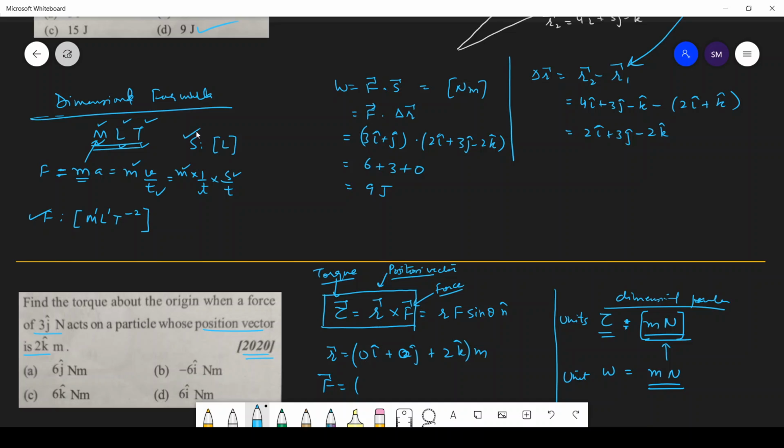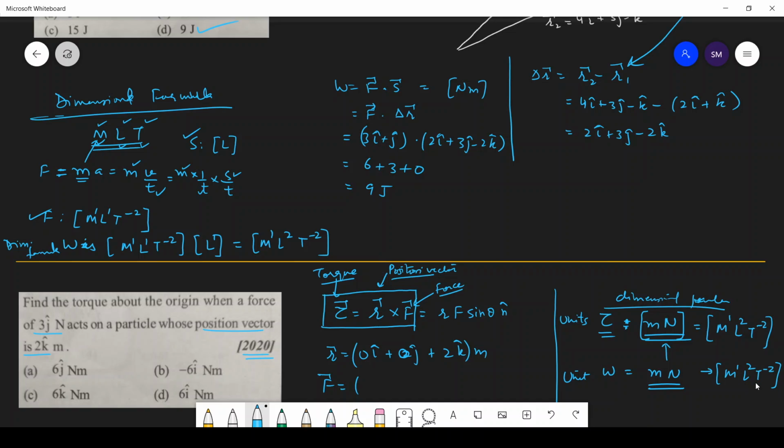So this is force. What is the dimensional formula for work? Dimensions of work is m1 l1 t minus 2 into l, and this comes out to be m raised to 1, l square. This 1 and 1 will be added. So this is the dimensional formula of work. This is also the dimensional formula of torque. So they have the same dimensional formulas.